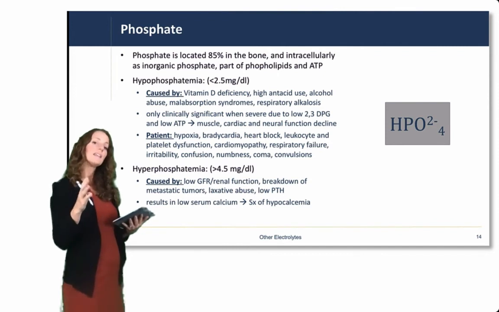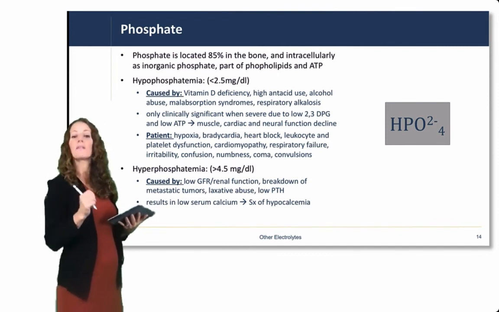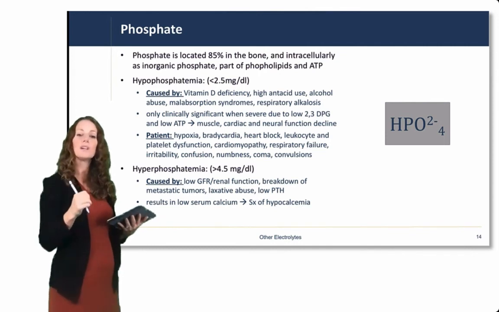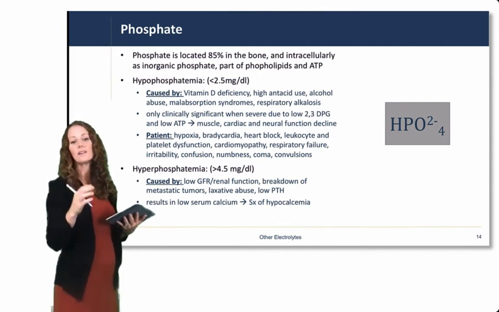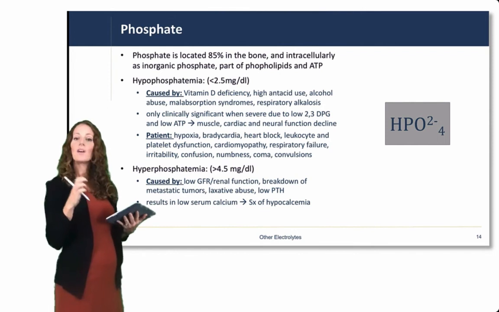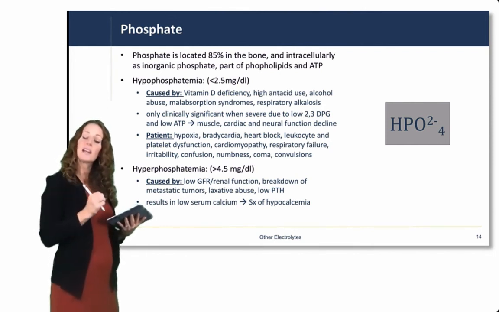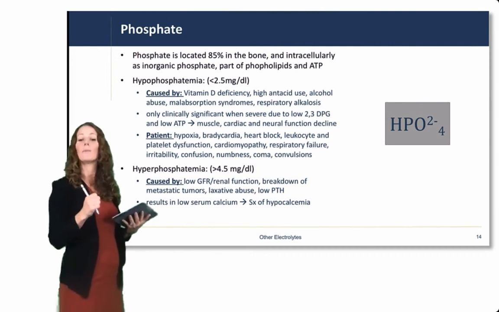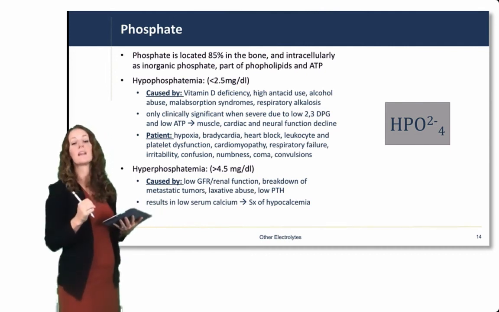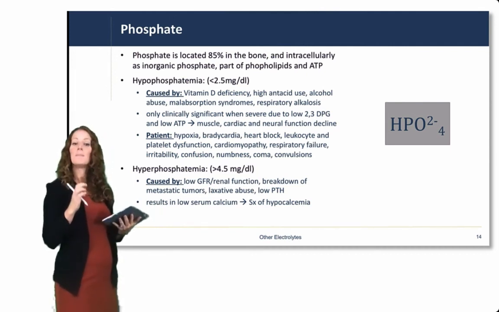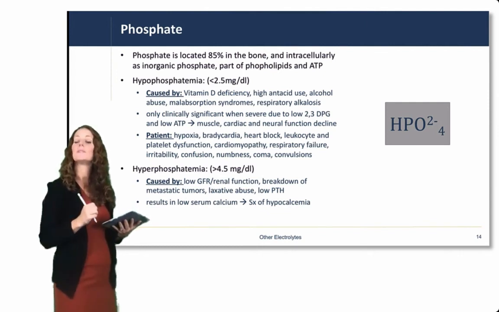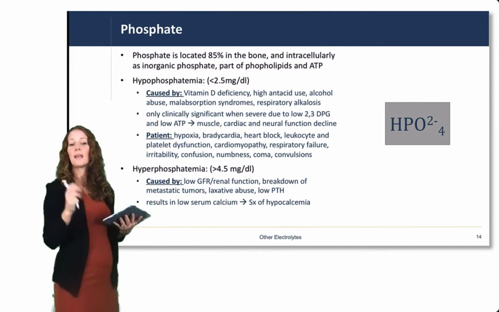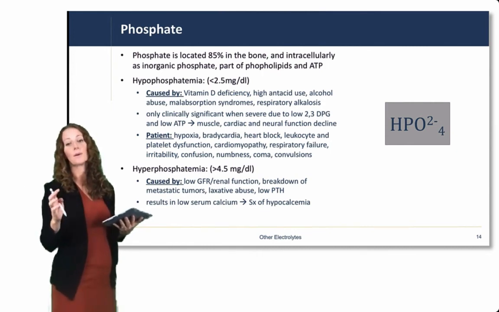High phosphate is greater than 4.5 milligrams per deciliter. It can be caused by low filtration of the kidneys or decrease in renal function. It can also be caused by breakdown of metastatic tumors. For the same reason that you have high calcium when you break down bone, you can also have high phosphate when you break down bone. Because phosphate and calcium go together, a high phosphate can soak up the calcium and the patient will have symptoms of low calcium as well.